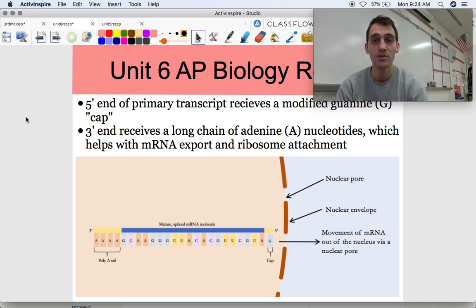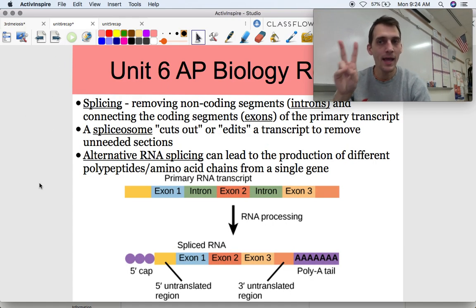The 5' end of a primary transcript receives a modified guanine, and this stabilizes it and makes sure that the primary transcript doesn't get degraded by the parts of the cell before it can be expressed. The 3' end receives a long chain of adenine nucleotides, hence the poly A tail, which helps with mRNA export and ribosome attachment, right? So the poly A tail allows it to be shipped out of the nucleus and sent to the ribosome, and it can attach to the ribosome so it can be translated. And that's what the poly A tail does. Those 2 things have to happen to your mRNA before it gets translated.